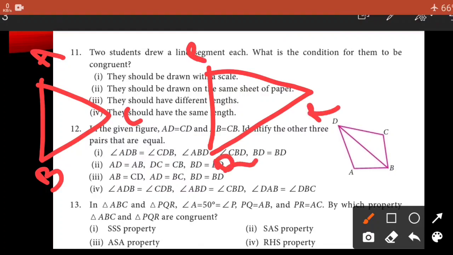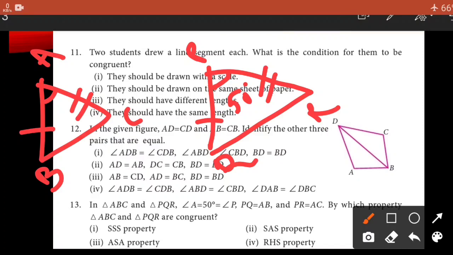Okay, PQR. Now we are going to compare what is given. We have to analyze. Angle A is equal to angle P they have given. So this angle and this angle are equal to 50 degree, right? So next they have given PQ equal to AB. PQ, this one is equal to AB, right? These two sides are congruent. Then PR is equal to AC.